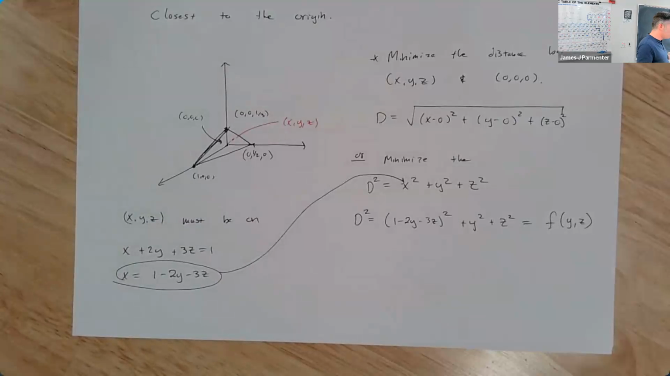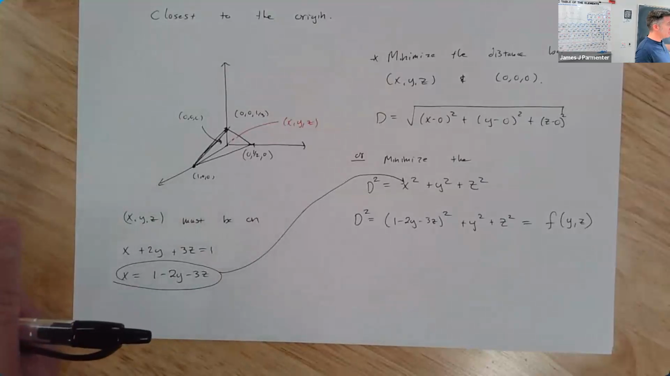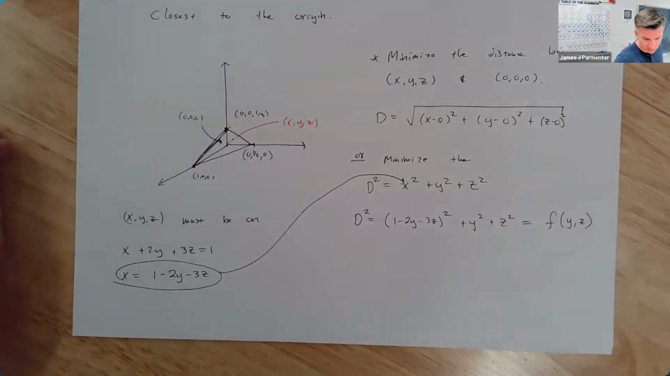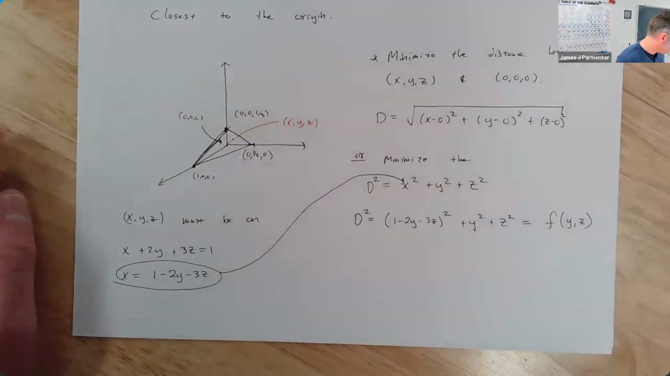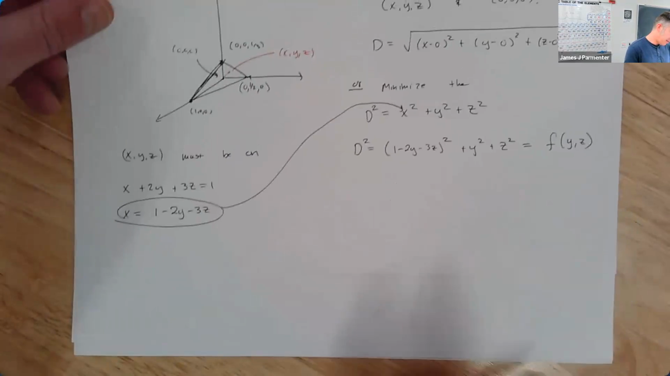And now we can do the usual thing. We can find our first partials, set them equal to 0 to find the critical point, and then find the second partials to test whether it's a max or a min. Let's do it. Let's do it on another piece of paper because I'm definitely going to run out of room. So, well, I can find the first partials here.